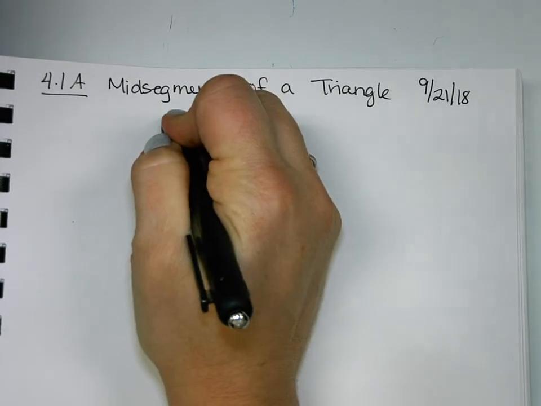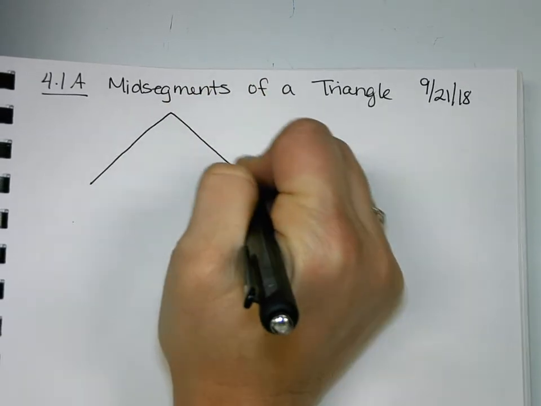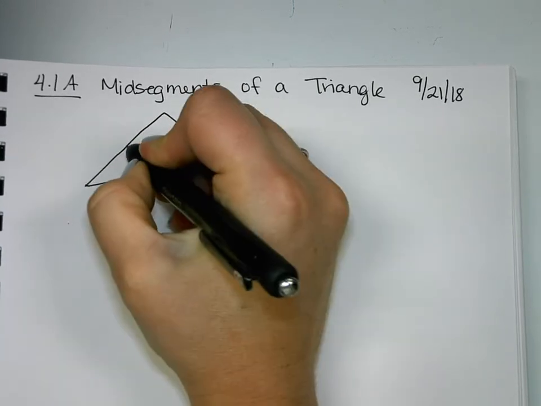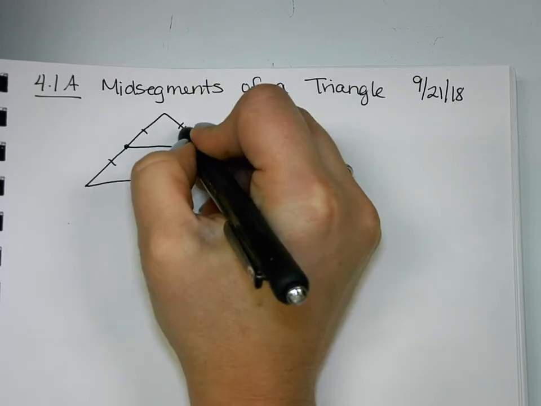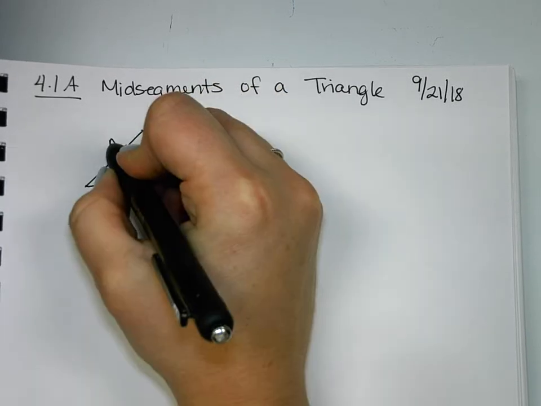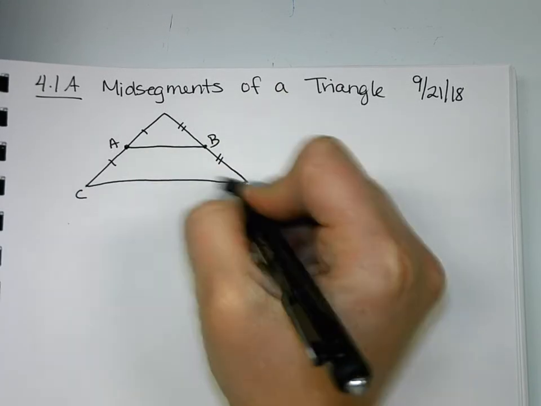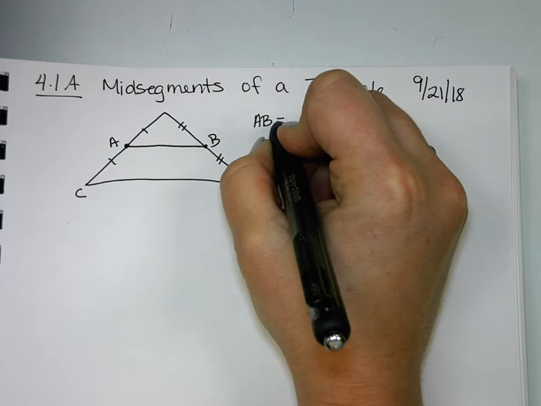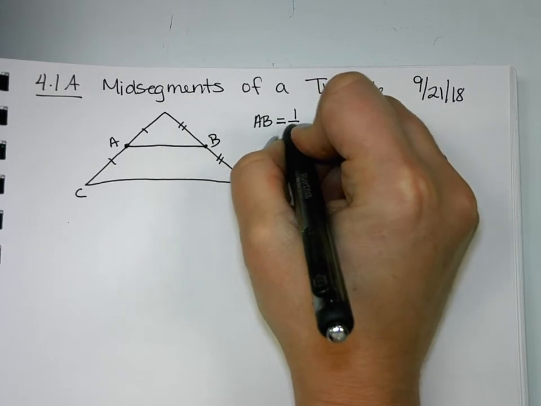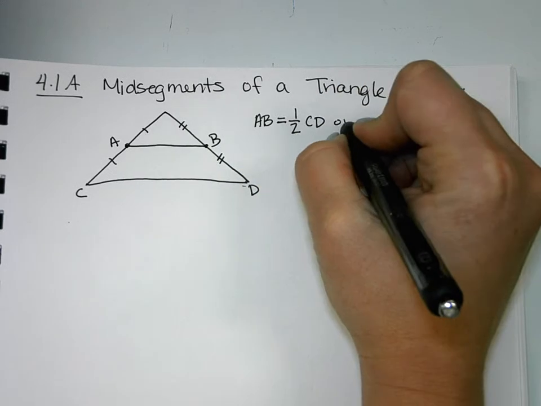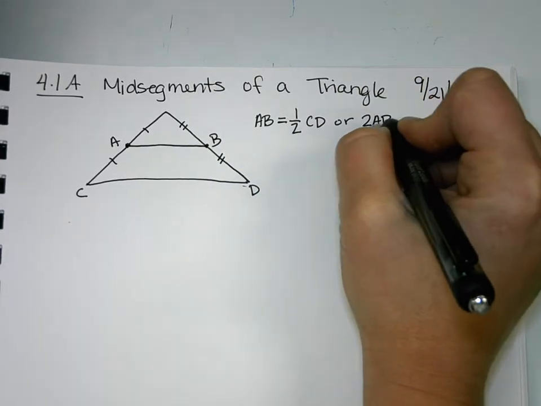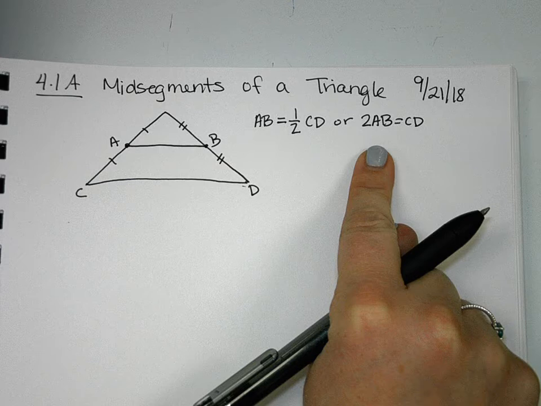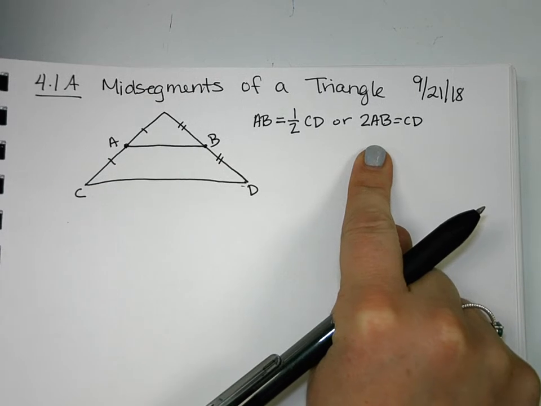To recap from yesterday, we learned what a midsegment was. So the midsegment was the line that connects two midpoints. And we learned that the midsegment is equal to half the third side, or we even thought of it as double the midsegment equals the third side. So we had thought of it as these two different ways, but they're really the same thing.